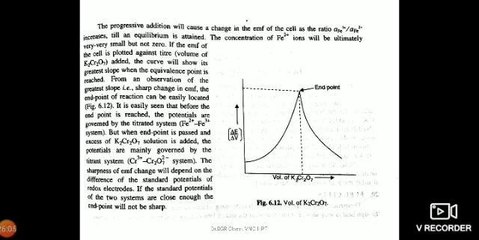Using the normality equation N1V1 equals N2V2, you can calculate the normality of the ferrous sulfate or ferrous ammonium sulfate you have taken. It is very easy to perform the experiment, measure and note down the readings, and plot the graph of delta E by delta V versus volume of potassium dichromate. You can get the end point easily. The end point is very sharp, which is why we get very accurate results by means of potentiometric titrations.